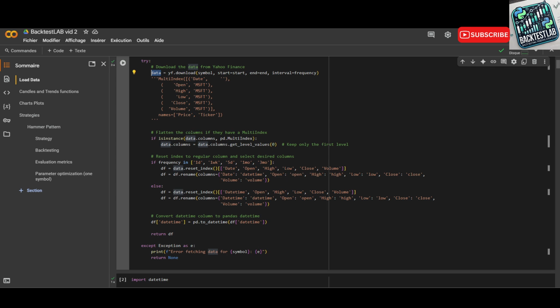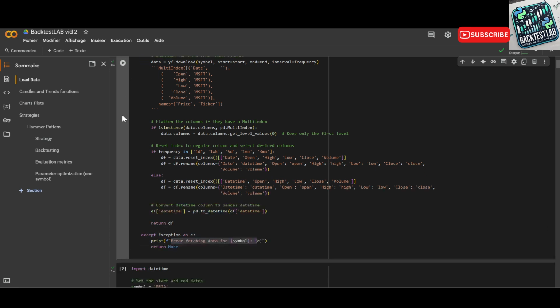One detail is that sometimes we are fetching the data by day or by week, so we are going to get dates, and sometimes we are getting candles by minutes or by hours. In that case, we are getting a datetime and not a date. For both cases, these are our columns: we will have date, open, high, low, etc. If we have datetime, make sure to use pandas to convert our datetime column. And if we have an error fetching the data, we just print the error here.